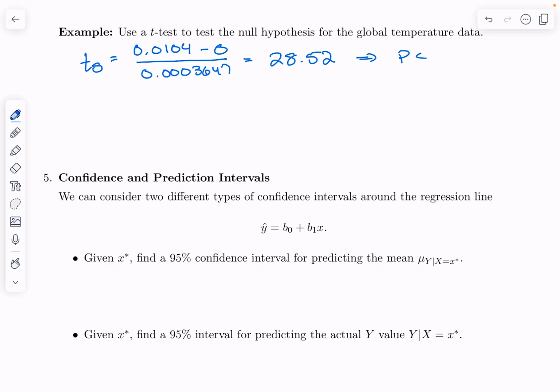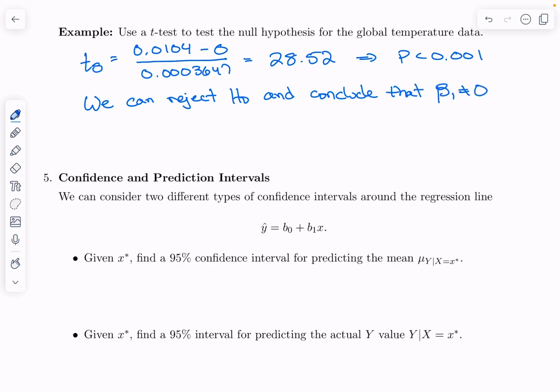That tells us that P is definitely less than 0.001 if I look on the chart. But it's not necessary. I can see it's very highly significant. And then we can reject our null hypothesis, and we can conclude that beta 1, our slope, is definitely not 0.